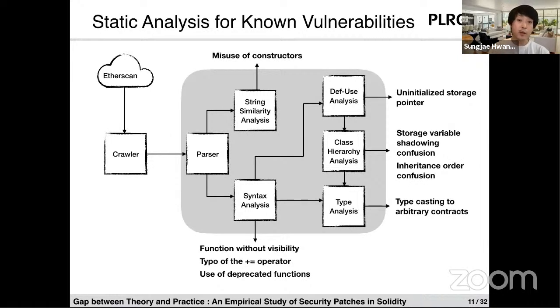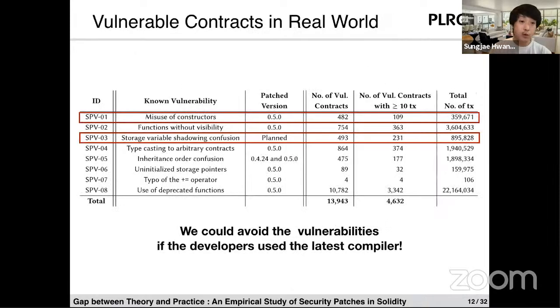So to understand how many live contracts are exposed to the known security vulnerabilities because of missing security patches, we developed a static analyzer that detects vulnerable contracts. By running our tools on 55,046 live smart contracts, we found 4,632 vulnerable contracts that have received and sent more than 10 transactions. The last column shows that the total number of transactions of these vulnerable contracts is very high. So this indicates that these contracts have been actively used.